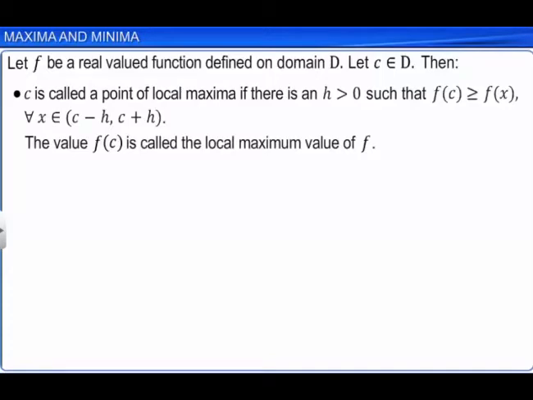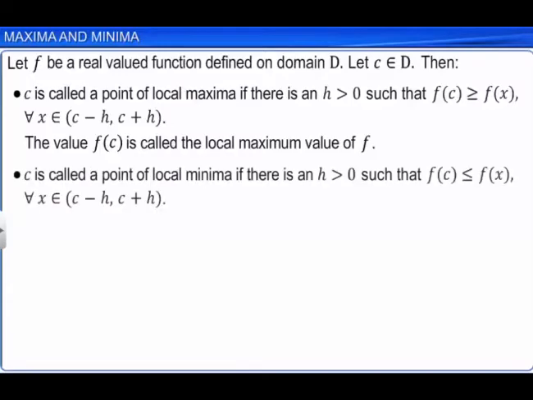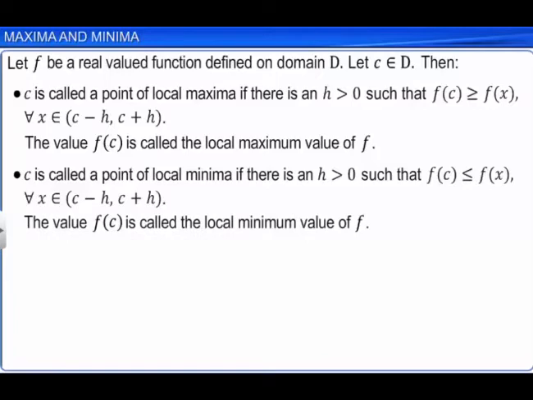Also, C is called a point of local minima if there is an h greater than 0, such that f of C is less than or equal to f of x for all x in the open interval (C minus h, C plus h). The value f of C is called the local minimum value of f. Let us now understand the concept of local maxima and local minima graphically.